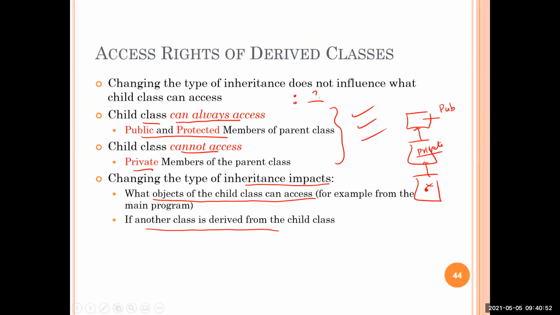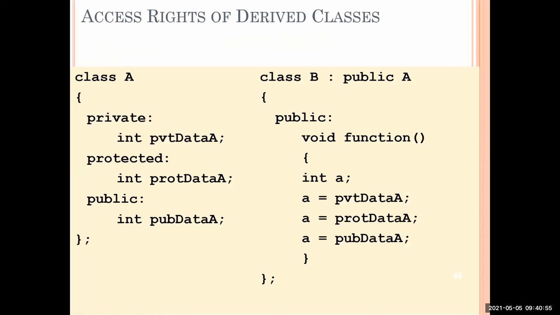Now let me show you the same example here. I think it's the same example, just with different variable names rather than X, Y, and Z. We have three integers: public data, private data, and protected data. We have a child class, and the type of inheritance is public. In the child class, we have a function which is trying to access all three. Now, we already know that from the child class you cannot access private, you can only access protected and public. So in this case, the first statement is incorrect and the other two are okay.